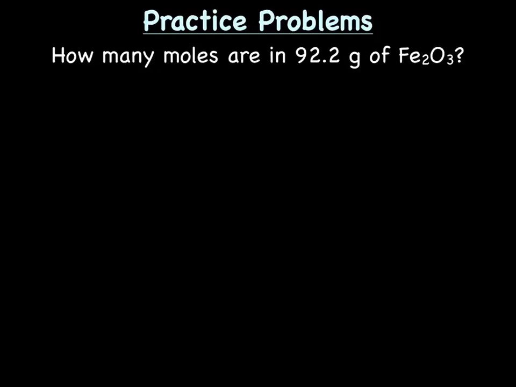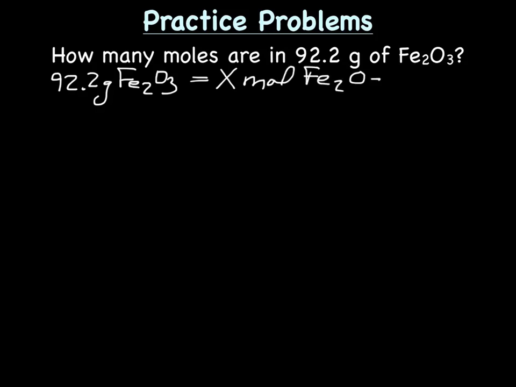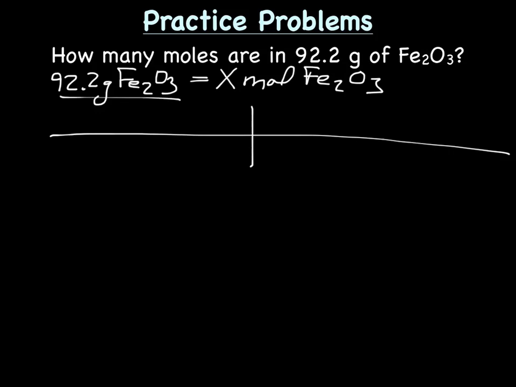Okay, so how many moles are in 92.2 grams of Fe2O3, sorry. Okay, first step, turn this into a math problem. So we know we have 92.2 grams of Fe2O3, and we want to know what that is in moles. All right, now we're going to draw our grid and put our known, which is this one, into the grid. 92.2 grams Fe2O3 over 1.